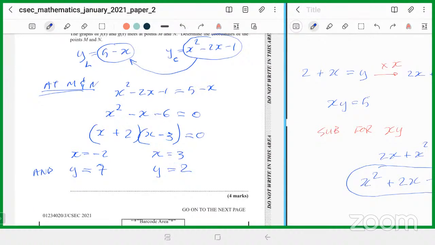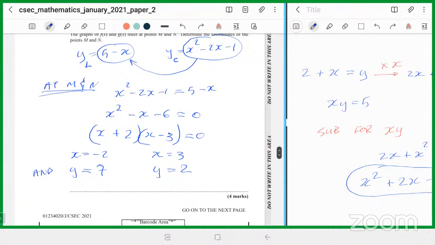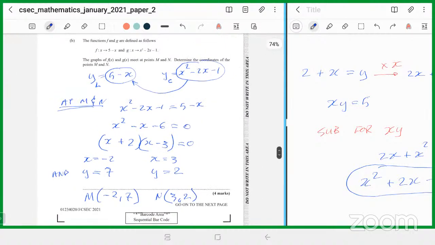So my 2 points, M and N, I can give any point to any letter, right? So I'm going to make M be the one with a small x value. So M is the point negative 2, 7, these coordinates, and N is 3, 2. Those are my answers, M and N.